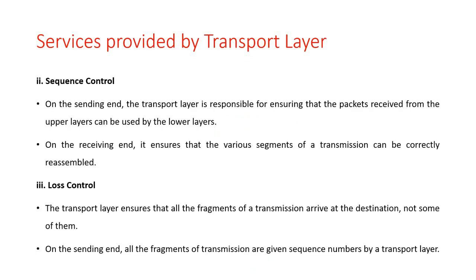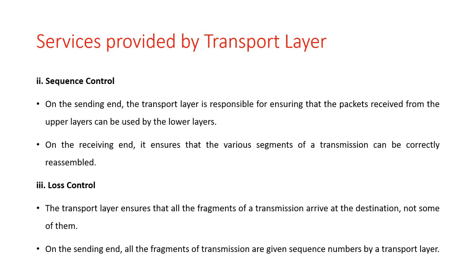The second one is sequence control. The second aspect of reliability is sequence control, which is implemented at the transport layer. On the sending end, the transport layer is responsible for ensuring that the packets received from the upper layers can be used by the lower layers. On the receiving end, it ensures that the various segments of a transmission can be correctly reassembled.